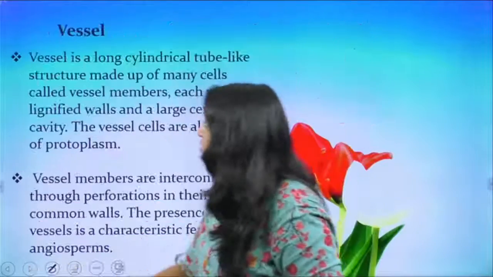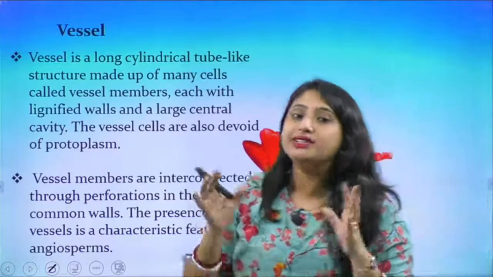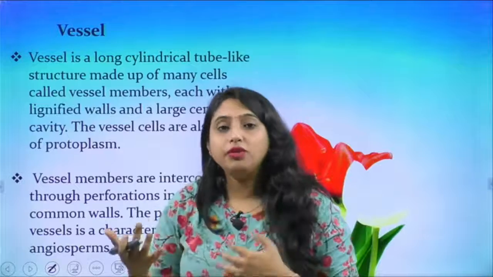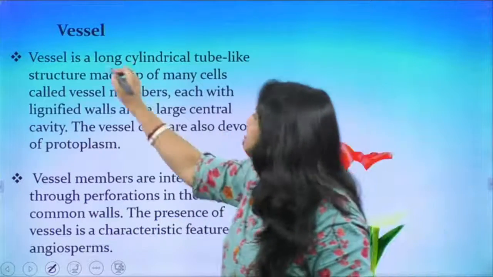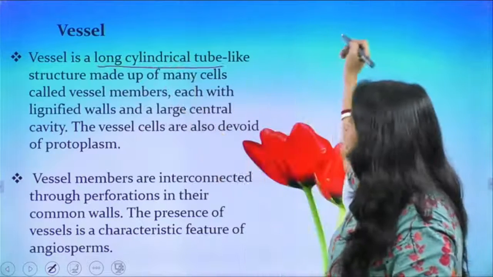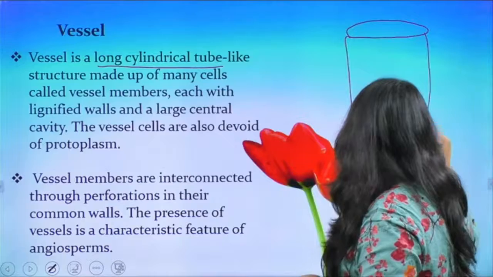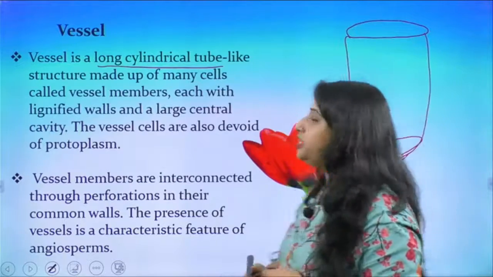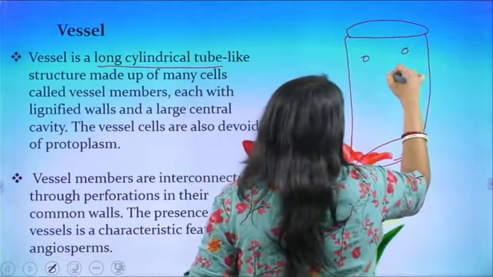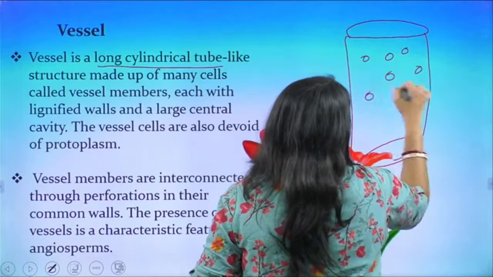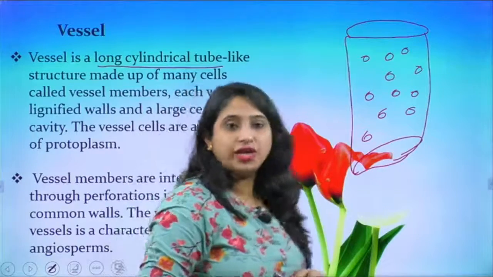Next, let us see what a vessel is. How is the structure of the vessel? It is cylindrical, right? And what about the tracheid? It is elongated in shape, isn't it? So vessels are long cylindrical tube-like structures. If I draw it like this, it will be a long cylindrical tube-like structure, right? And it has so many pits here, isn't it?